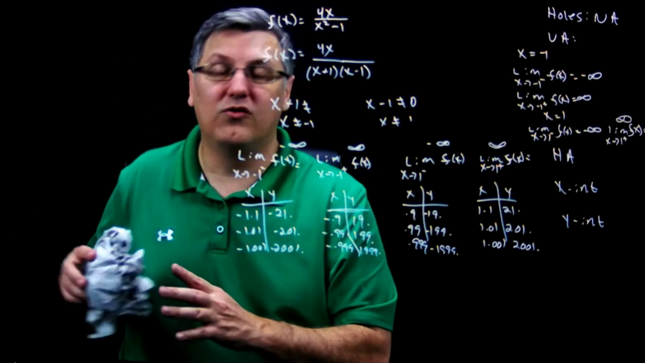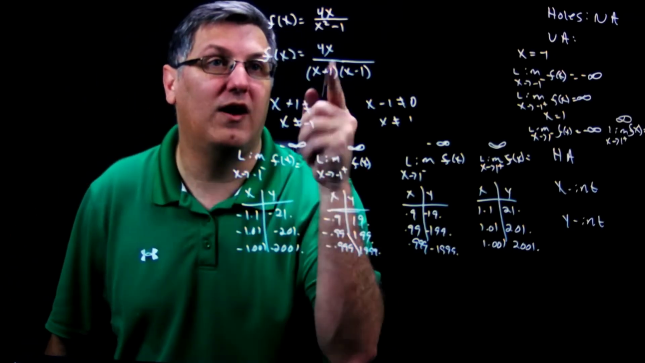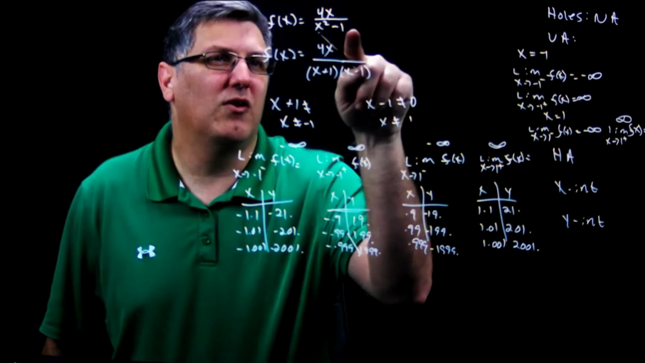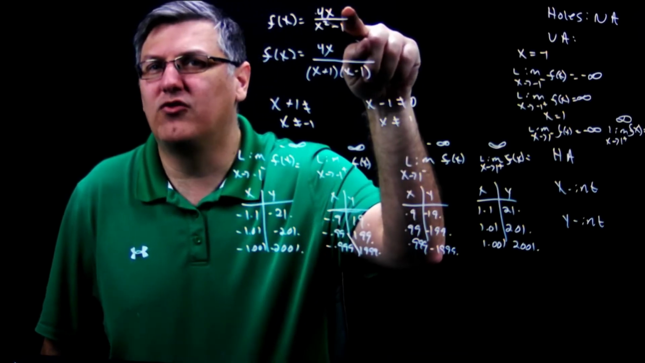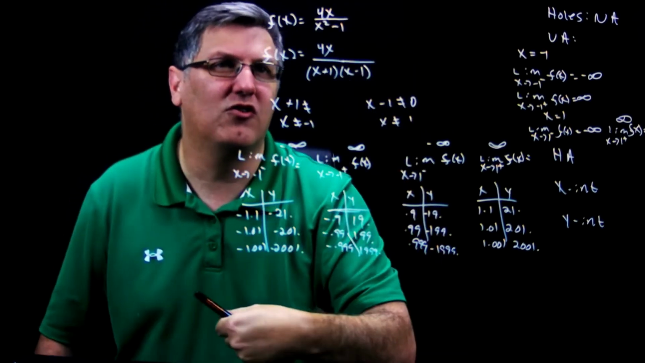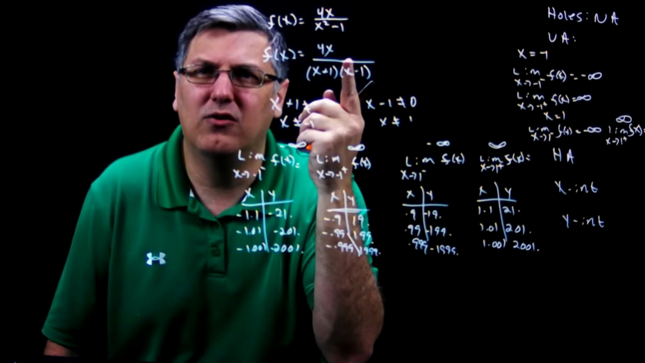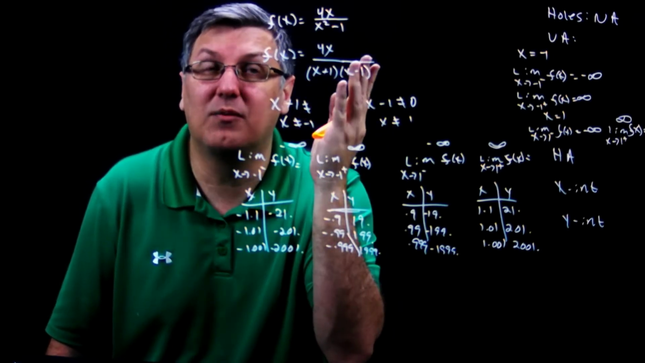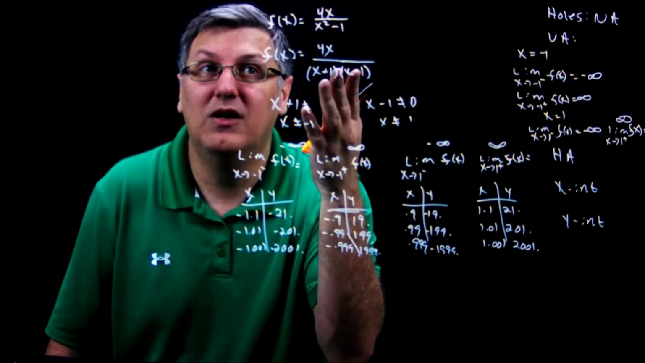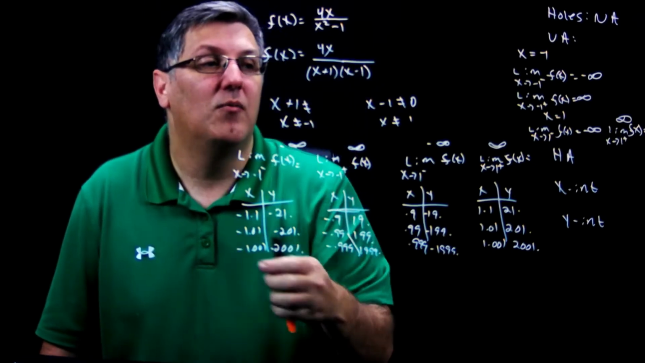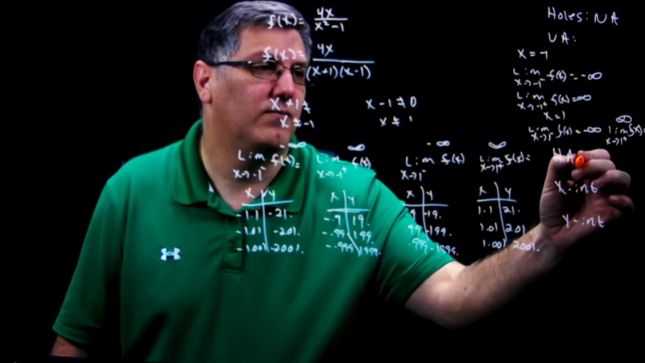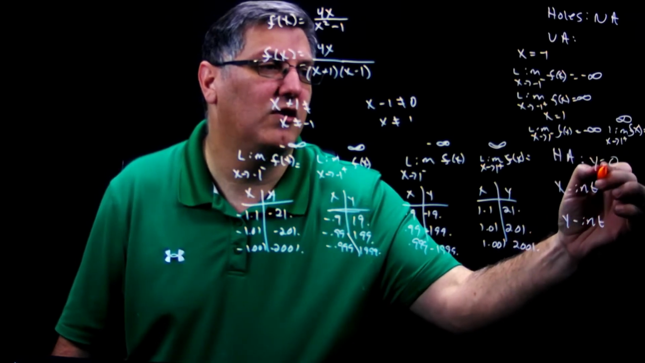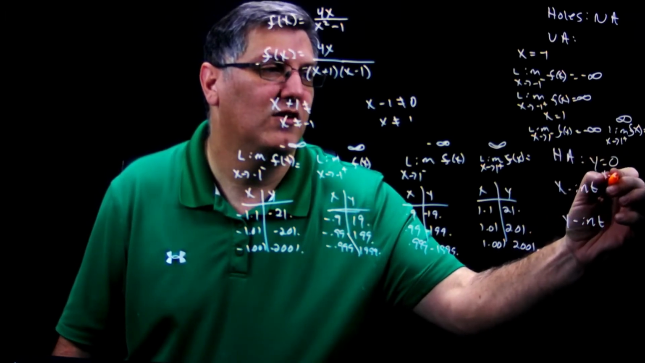So let's look at the horizontal asymptote. We can do this before I erase. So I'm going to go back up here. My numerator is degree 1. My denominator is degree 2. Well, my numerator is smaller than my denominator because last time I checked, 1 is less than 2. That means my horizontal asymptote is going to be y equals 0, or the x-axis.